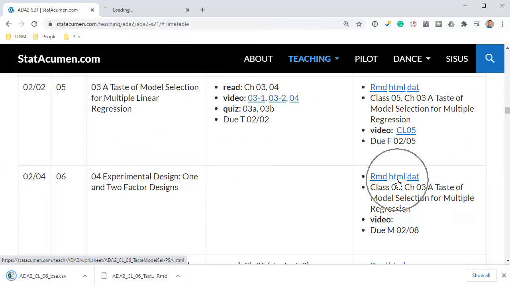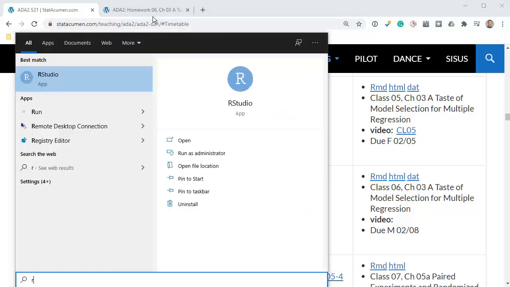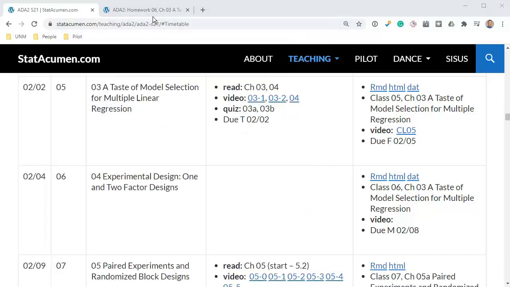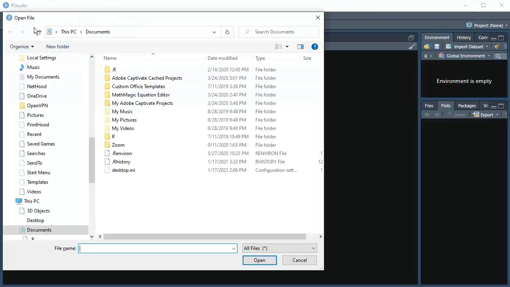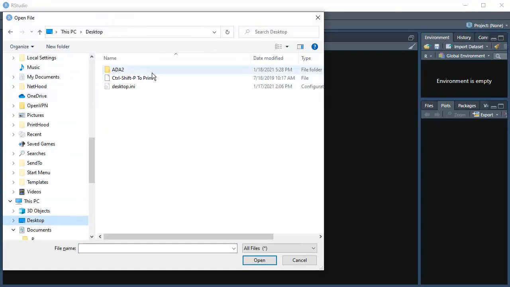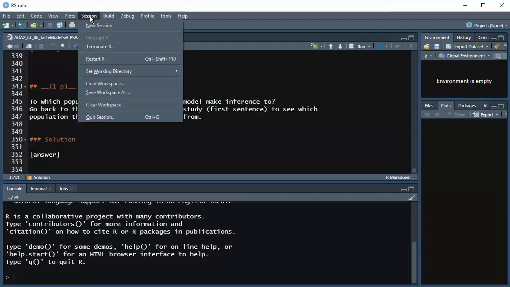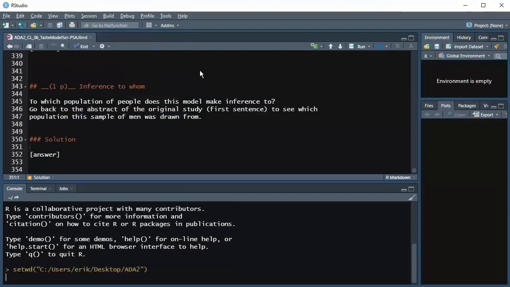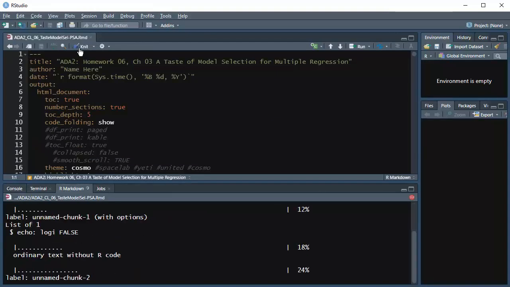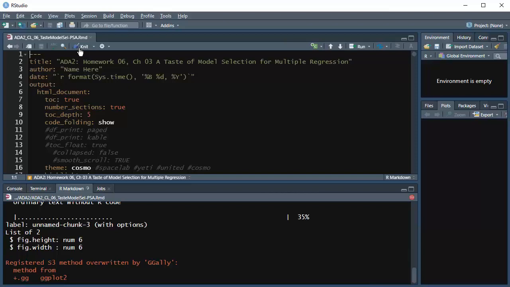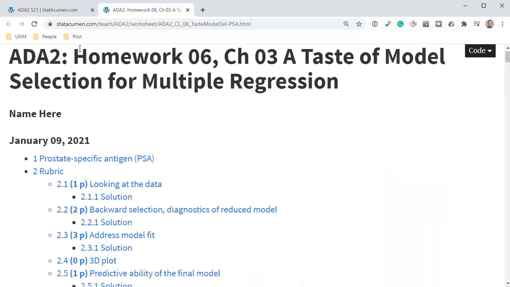I'll open this HTML for reference in a moment in a new tab, and I will start RStudio, open up the markdown file, and knit it. I'll also set the working directory to the source file location. All right, let's go review the beginning of this assignment.